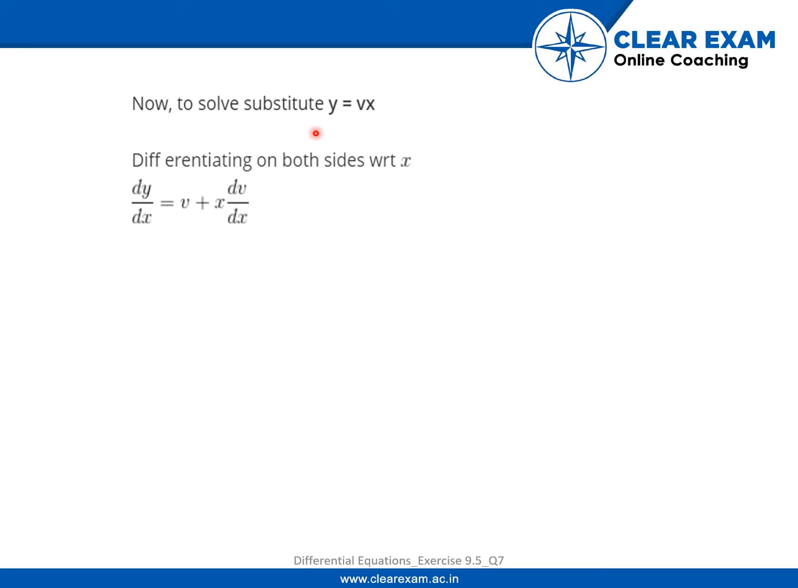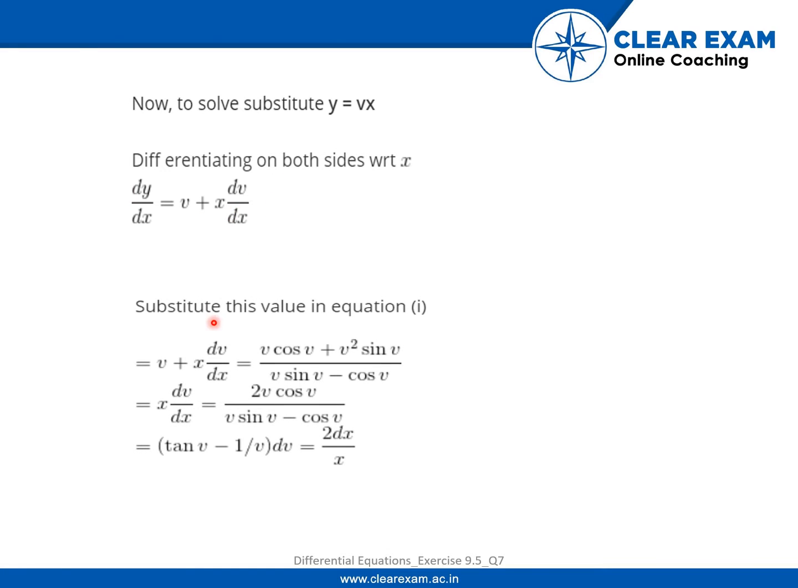Now to solve, substitute y = vx, differentiating it on both sides with respect to x. So dy/dx = v + x dv/dx. Substitute the value in the equation. So v + x dv/dx = [v cos v + v² sin v] / [v sin v - cos v]. Okay, so x dv/dx = 2v cos v / (v sin v - cos v).